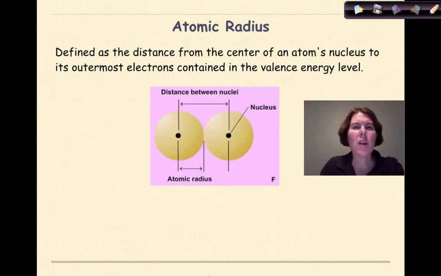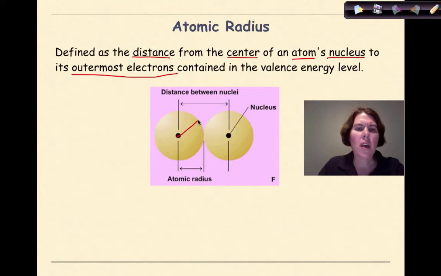So first of all, what is atomic radius? The definition of atomic radius is defined as the distance from the center of the atom's nucleus to its outermost electrons contained in the valence energy shell. In other words, you're going from the nucleus, which is right at the very center, all the way out to where the valence electrons would be located.